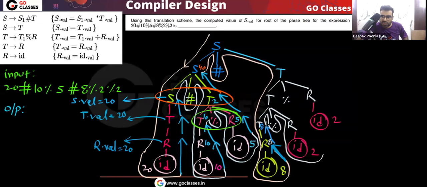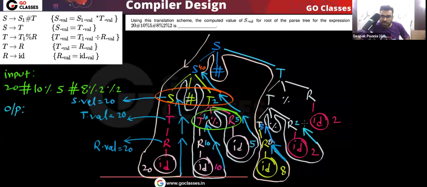Keep going. Next, you can see this is the next reduction. The next reduction is id to r. So you can see the corresponding semantic action we will execute. So r dot value will become id dot value. Here id dot value is 2, so r dot value also will become 2.